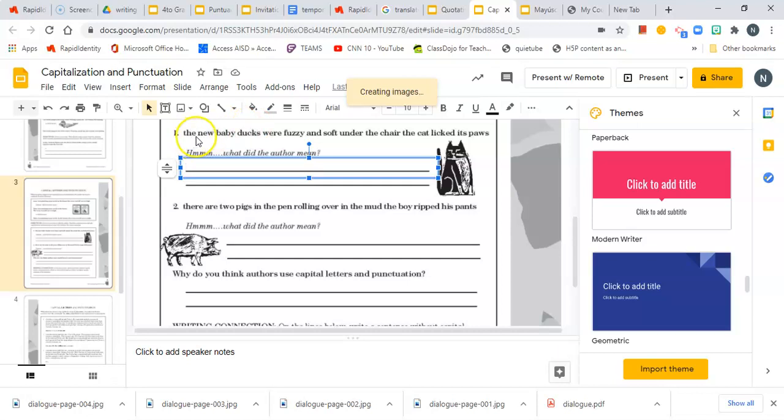Remember, this sentence starts with the new baby. So what you need to do is think about the new baby ducks. Where does that sentence end? And you put a period there.